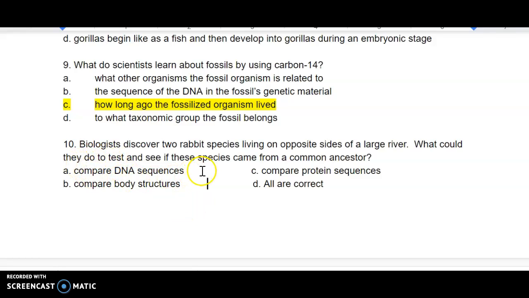Could you compare the DNA sequence? If they have similar DNA, then we can assume they came from a common ancestor. If they have the same body structures, we could assume they came from a common ancestor. Or if the protein sequences are closely related, then we can again assume that they maybe came from the same group of species, and then they underwent divergent speciation and developed into 2 different species. So all of the above are correct.